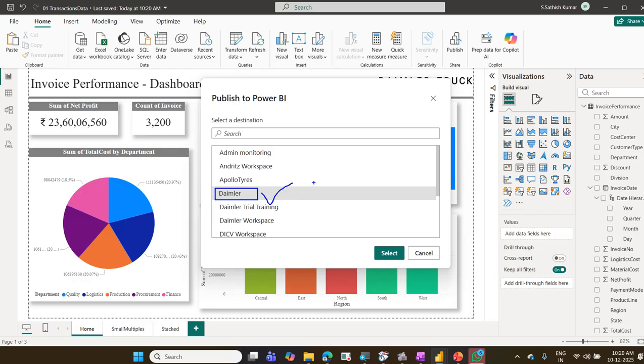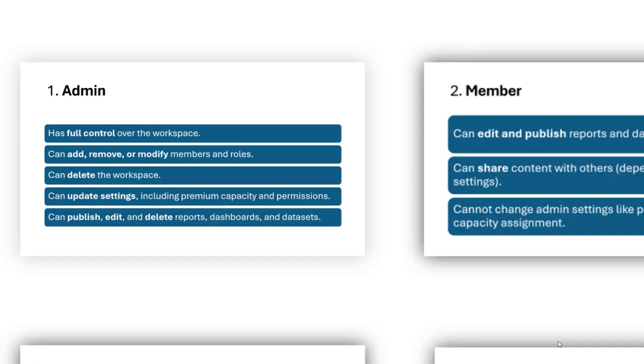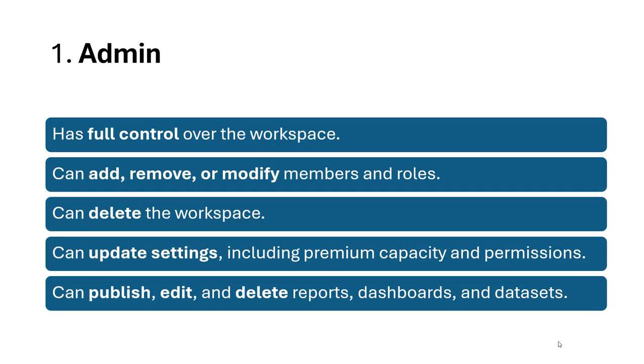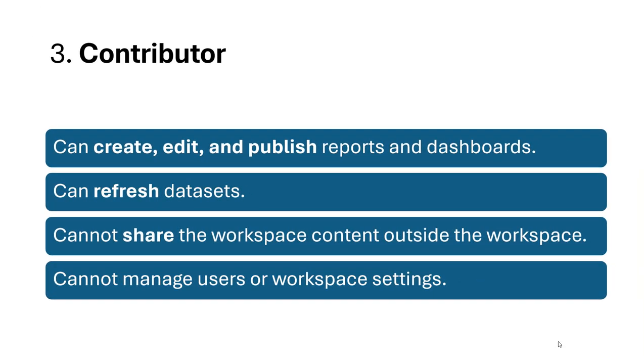Administrator has full control over the workspace, can add, remove, modify members or roles, can delete the workspace, update the system. So they can do everything as an administrator. Member can share content with others, cannot change the admin rights, can create, edit, publish the report. Contributor can refresh the dataset, cannot share the report. Viewer is just a viewer. Read only. Can view and interact with the report dashboard, cannot edit, cannot publish.